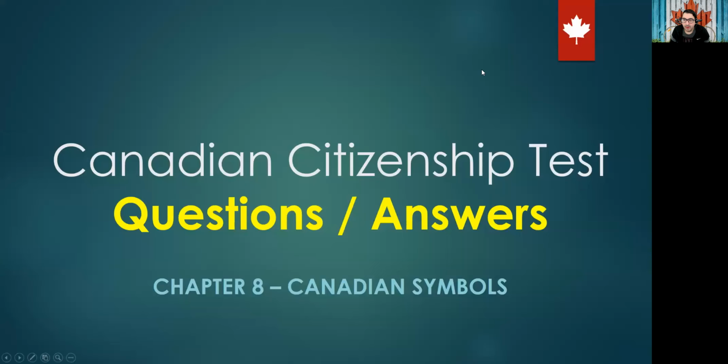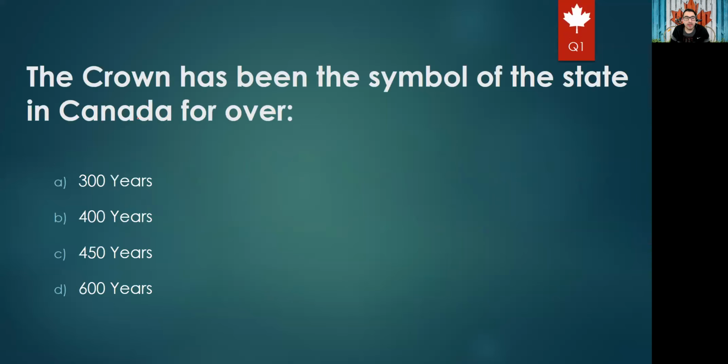Hello, everyone. Today we're going to continue our series of question and answer regarding the citizenship exam for Canadian citizenship, and we are going to focus on Canadian symbols. The first question will be: the crown has been the symbol of the state in Canada for over 300 years, 400 years, 450 years, or 600 years. The right answer would be B, 400 years.